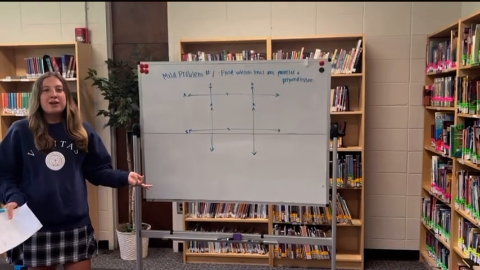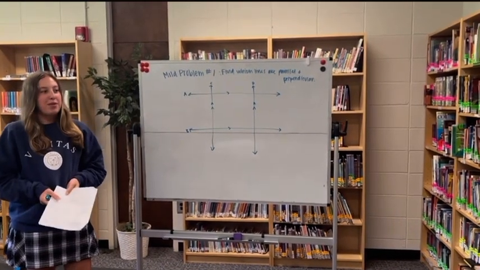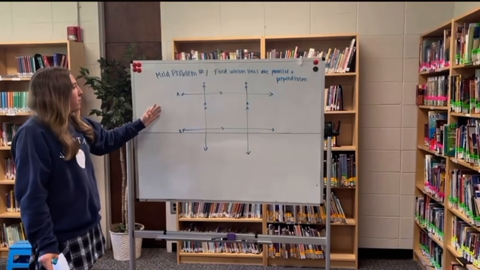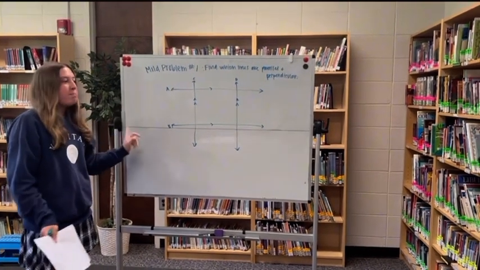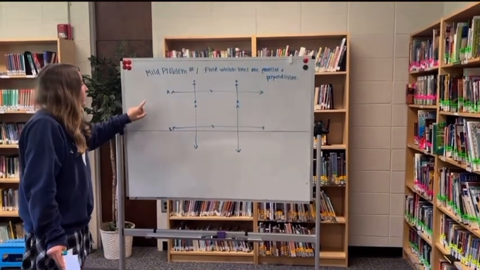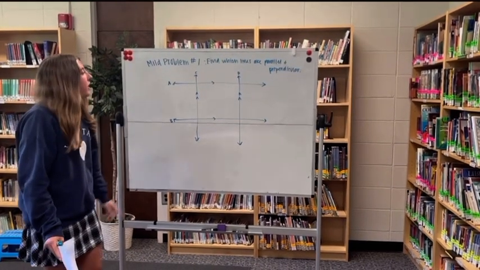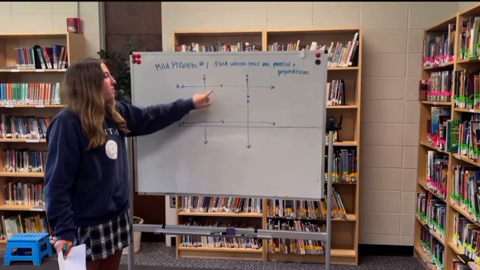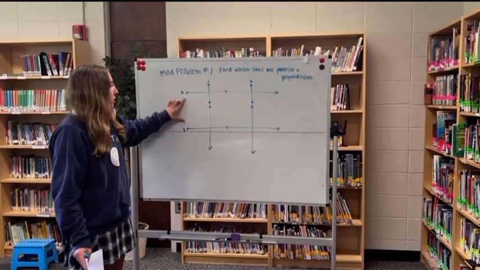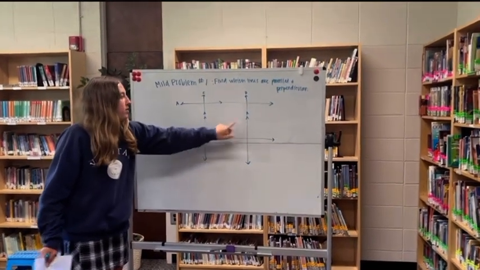Now that we know what parallel and perpendicular lines are, we can solve a problem with them. So here we have a problem finding which lines are parallel and perpendicular. We can see that A and B are parallel because they run alongside of each other and they never intersect. Also, this little arrow means that these two lines are parallel, and these two have the same lines also.